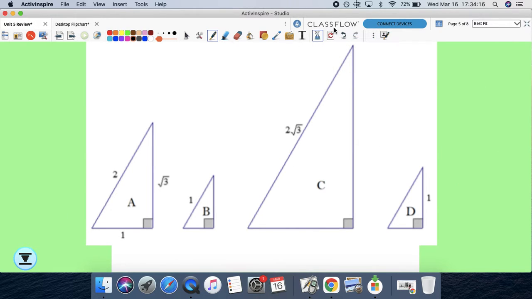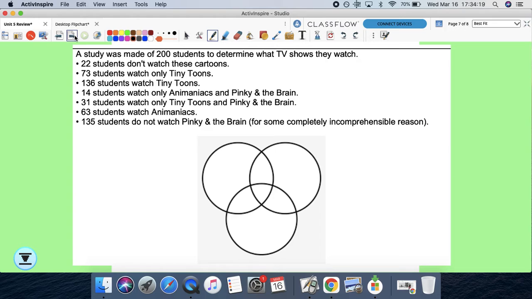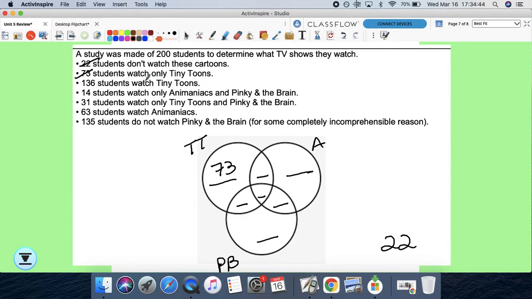All right, that's done. Now I'm going to attempt this one. 22 goes here. Let me make some lines. 73 watch only Tiny Toons. Oops, this is Tiny Toons, this is Animaniacs, and this is Pinky and the Brain. 73 watch only Tiny Toons, so I'm going to put it over here. Cross that out. 136 watch Tiny Toons.